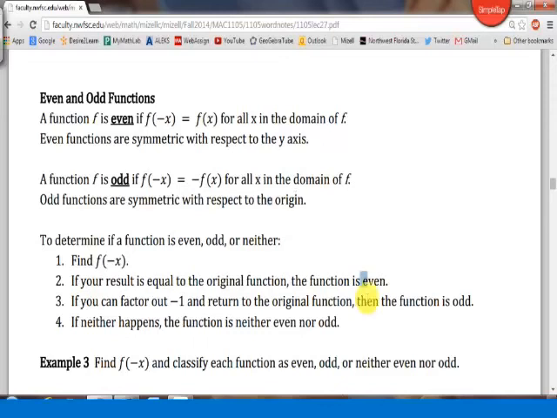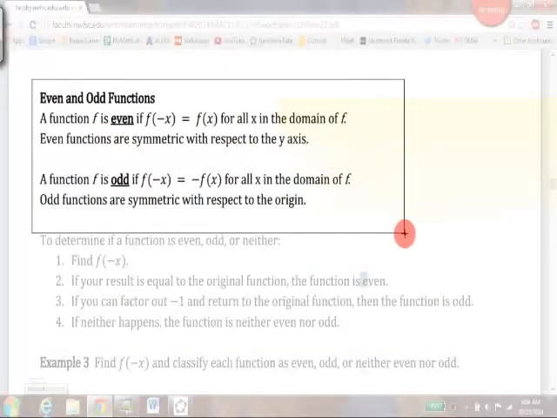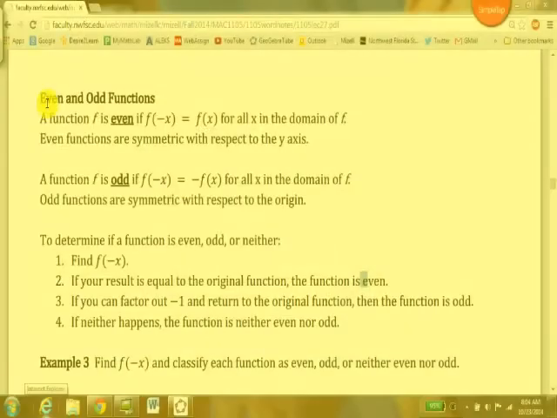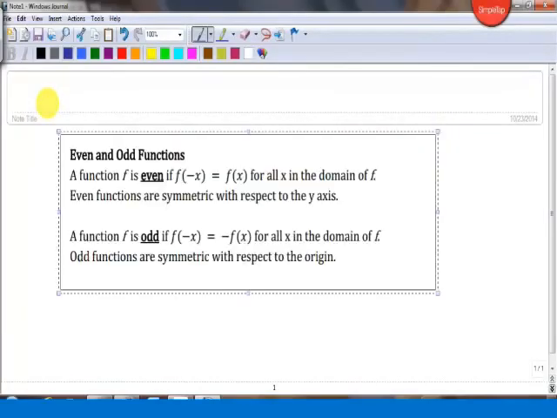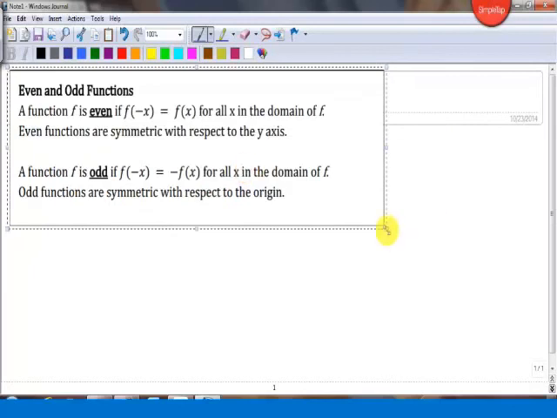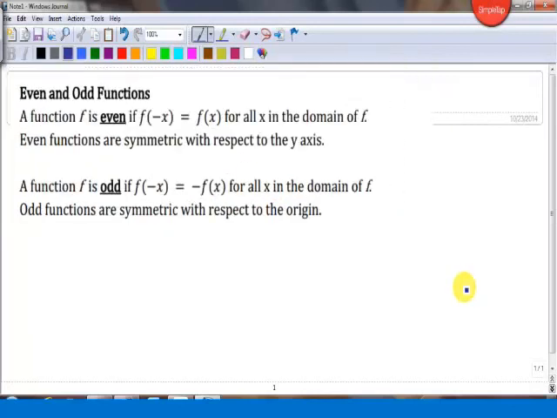So let me copy and paste these definitions. Actually, I think I've already done that. No, I haven't. Let's do it now. And then see what the pictures look like, see what connection it has to the symmetry that we talked about recently, and then look at some examples, see if we can show algebraically whether a function is even, odd, or neither even nor odd, and then show it graphically.